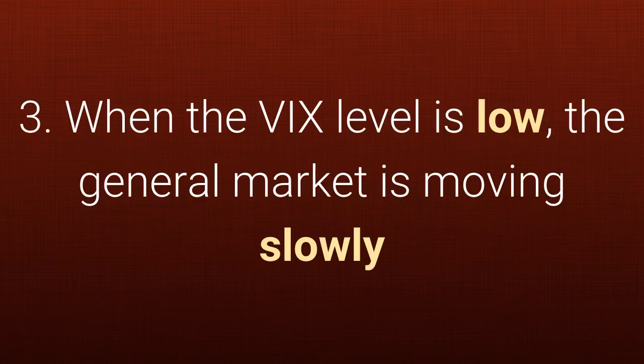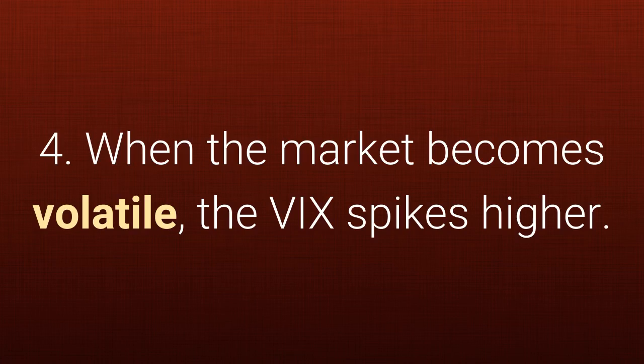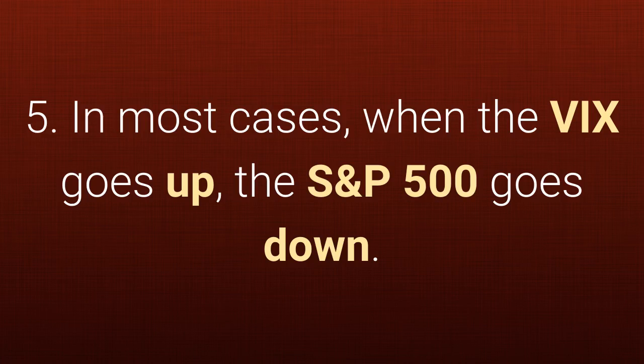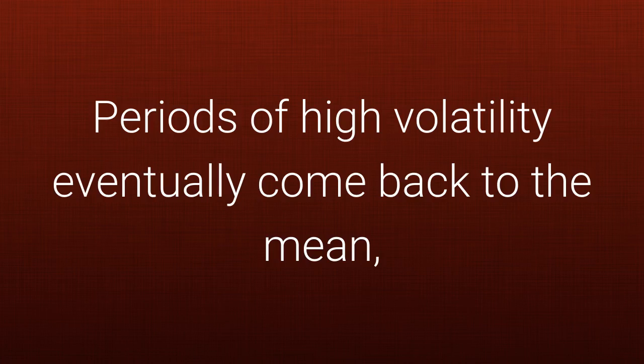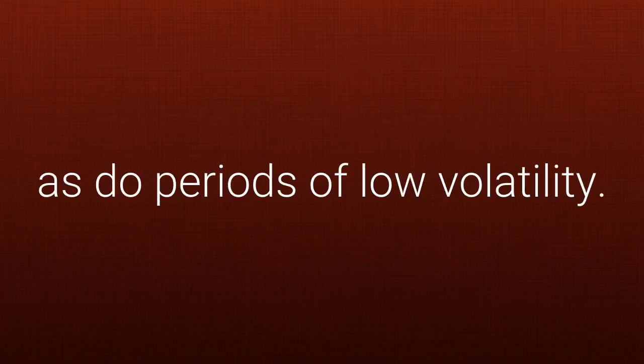3. When the VIX level is low, the general market is moving slowly. 4. When the market becomes volatile, the VIX spikes higher. 5. In most cases, when the VIX goes up, the S&P 500 goes down. The theory about market volatility is that it always returns to its mean. This means that periods of high volatility eventually come back to the mean, as do periods of low volatility.